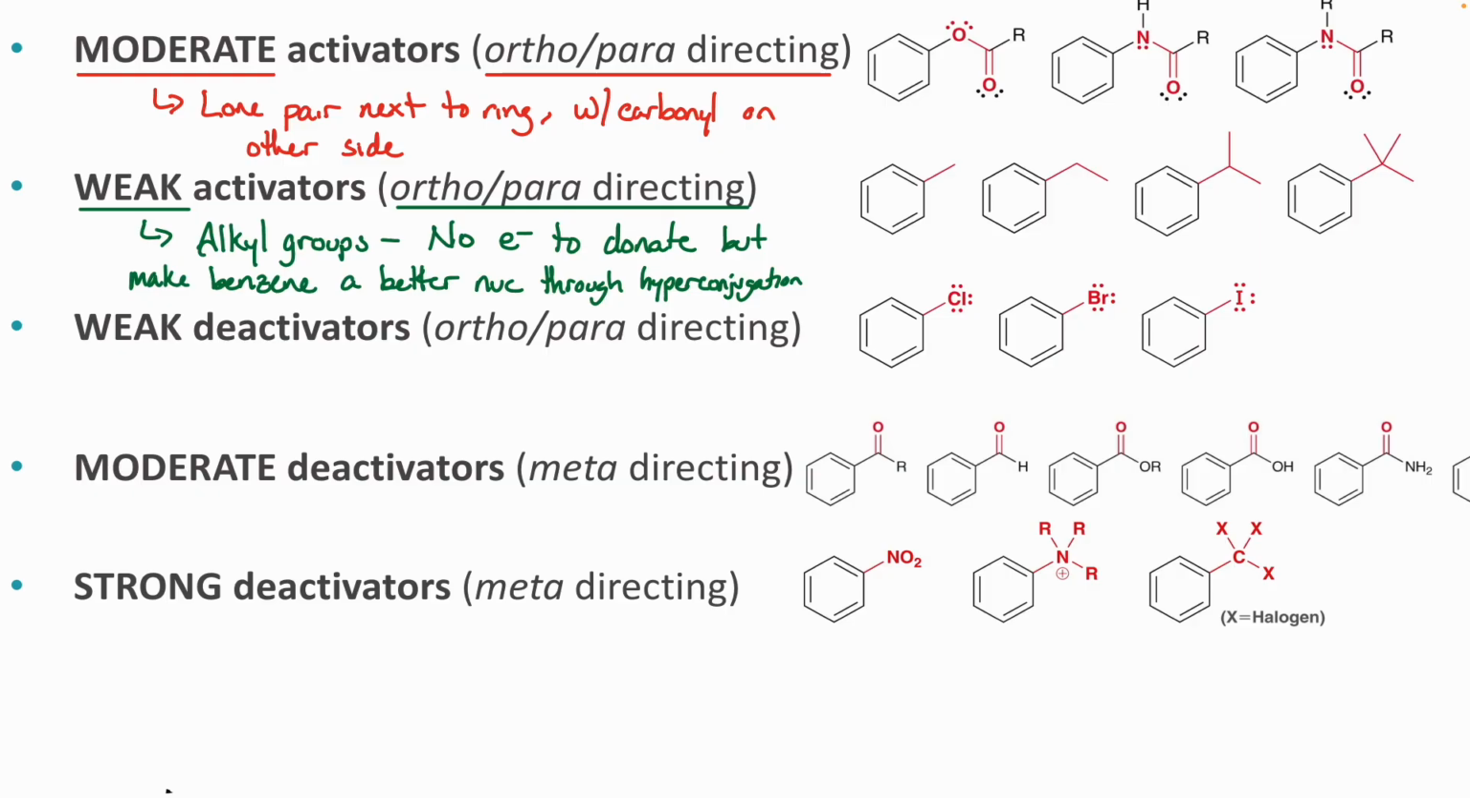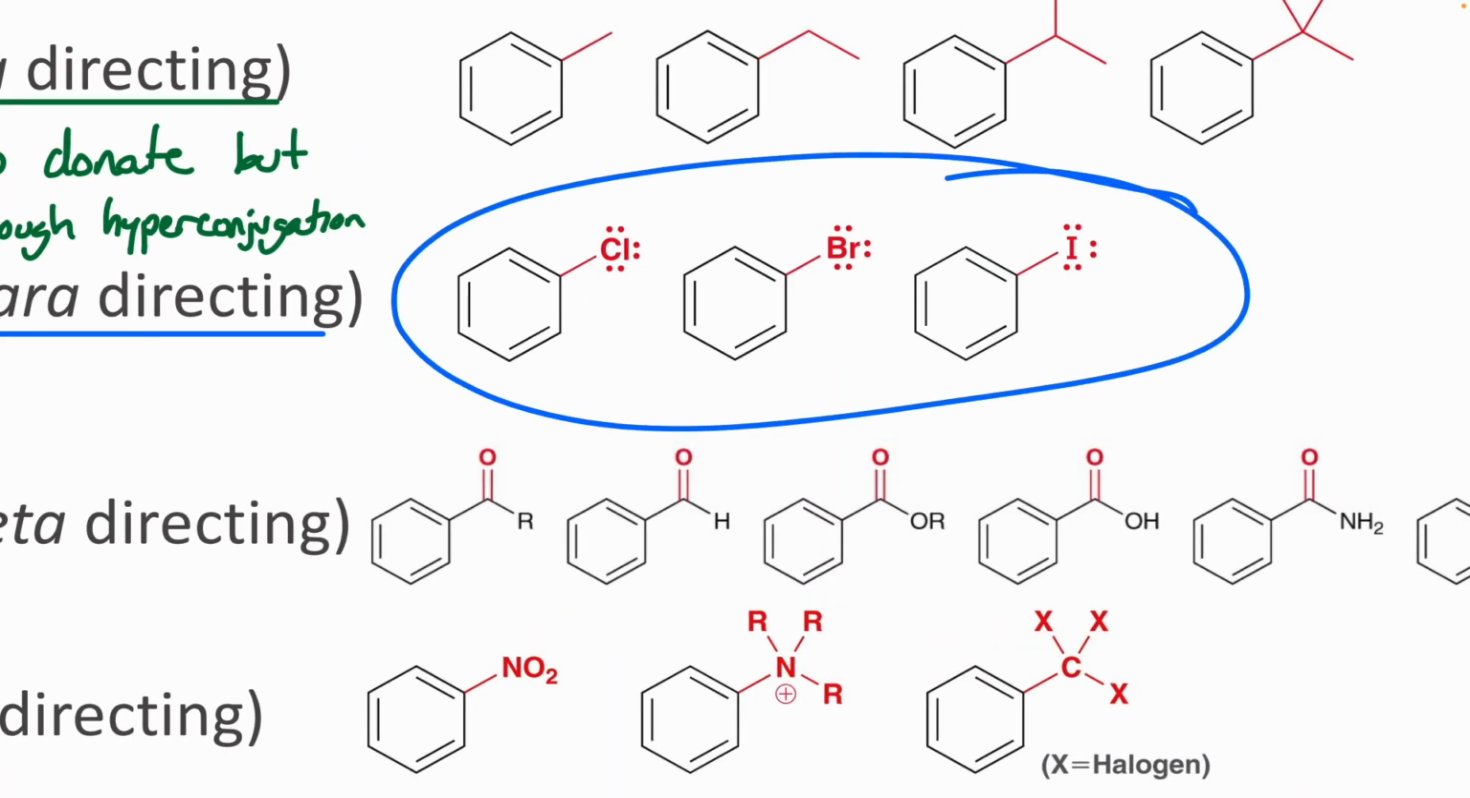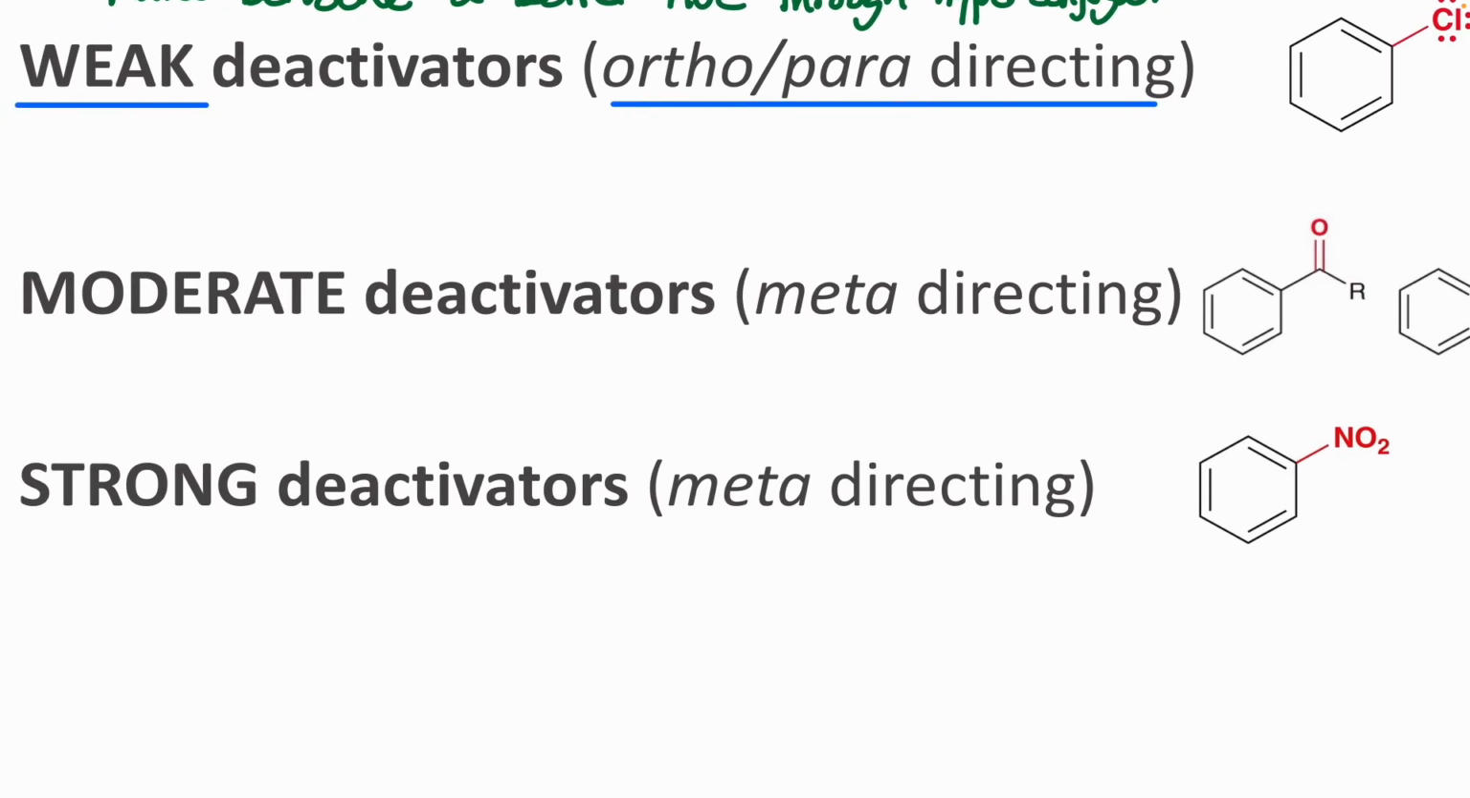All right, our next category are also weak ortho-para directors. And what do these all have in common? Chlorine, bromine, iodine, what family do they belong to? Halogens, all right? So these are all our halogens.